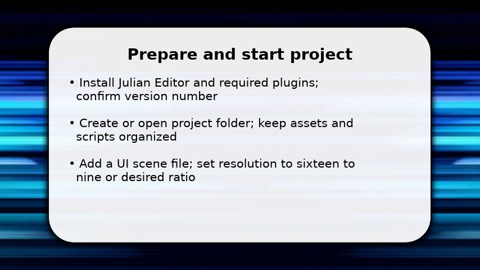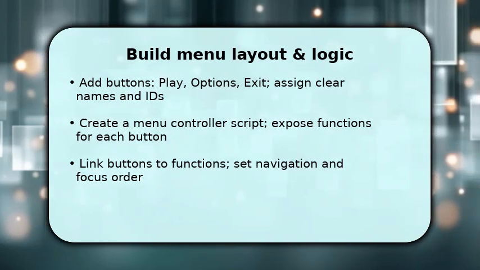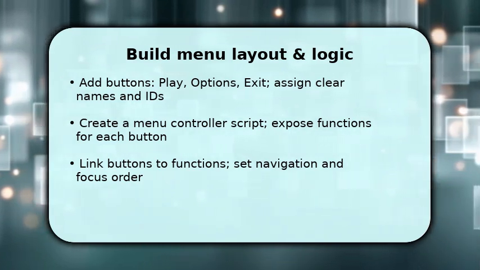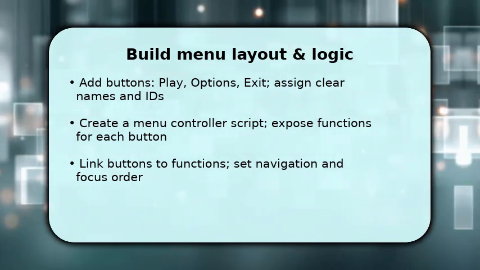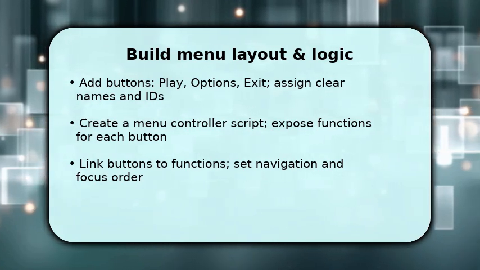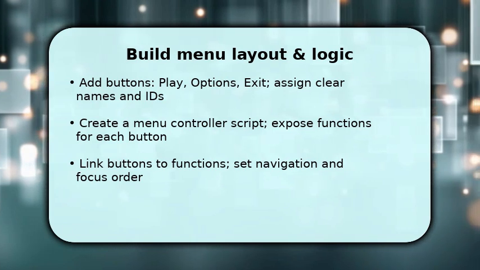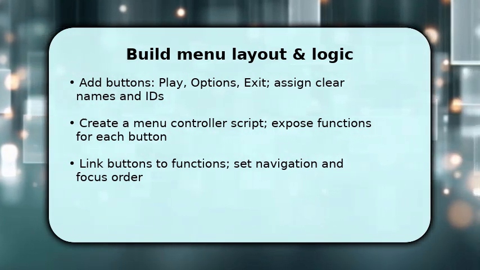Next, design the visual layout and the interactive logic for the main menu. You add play, options, and exit buttons and name them consistently so you can reference them in code. Then create a menu controller script in Julian Editor that contains methods like start game, open options, and quit.